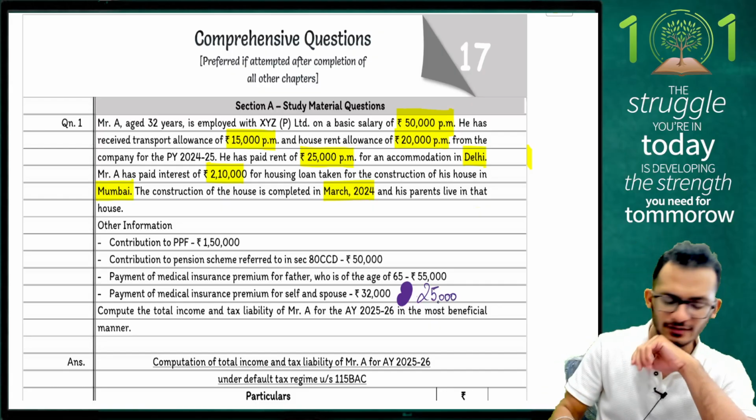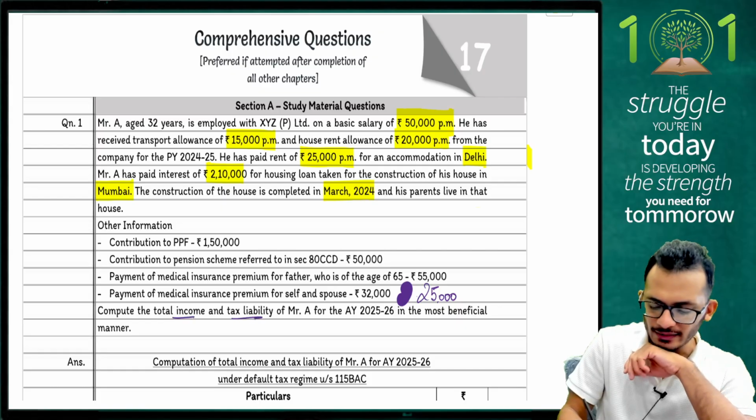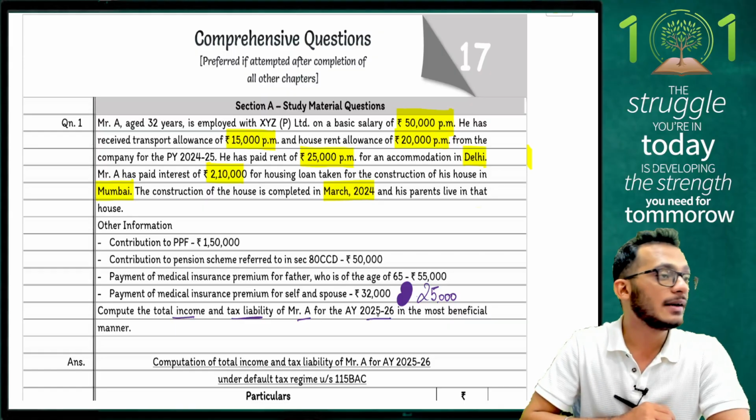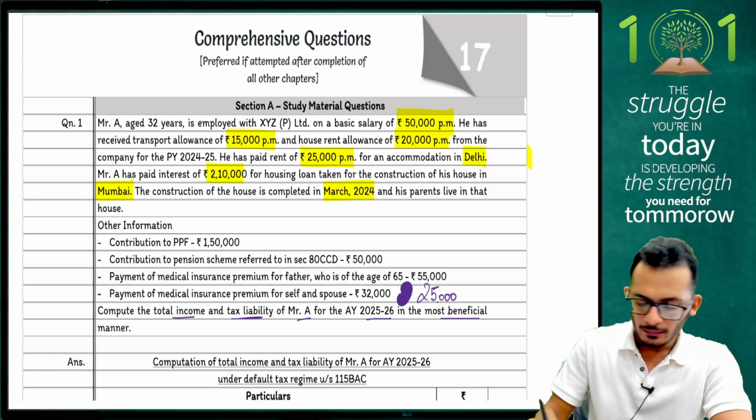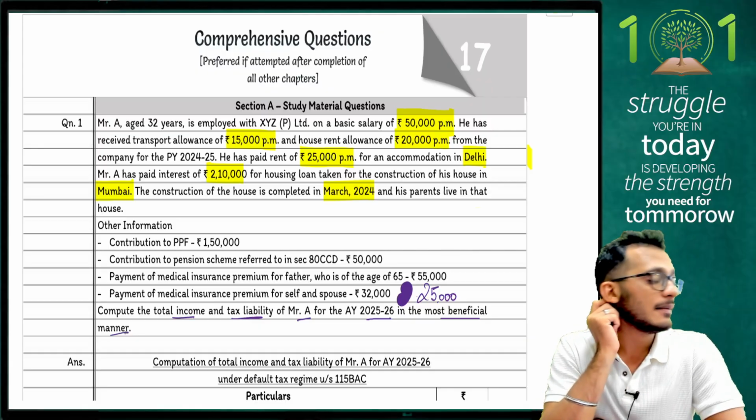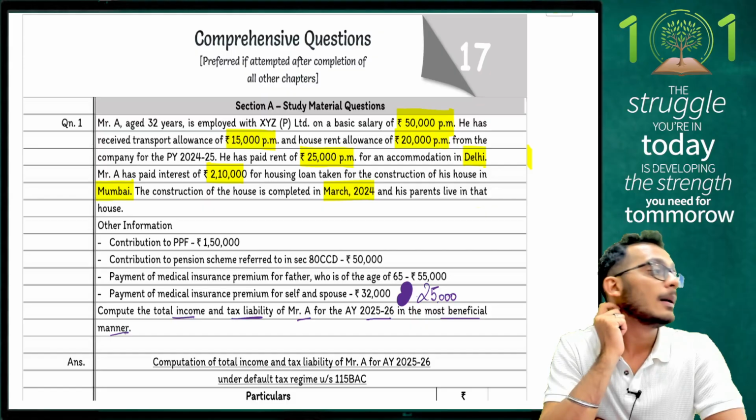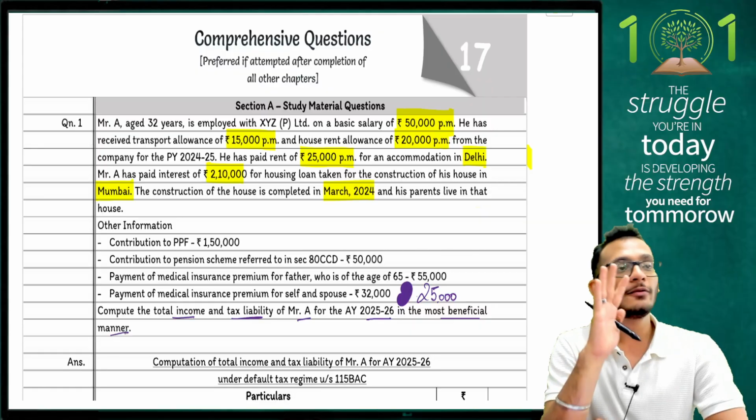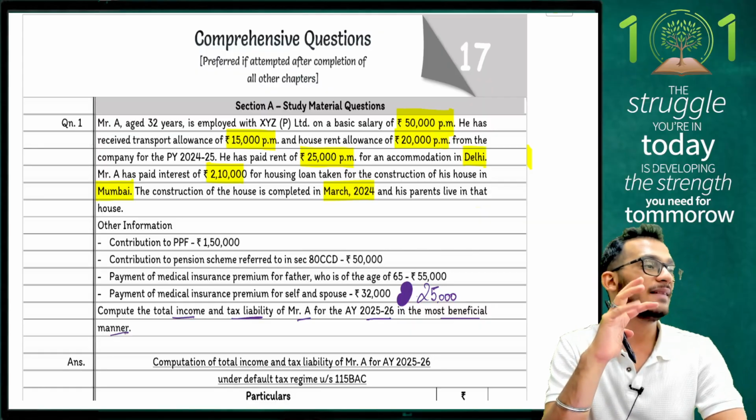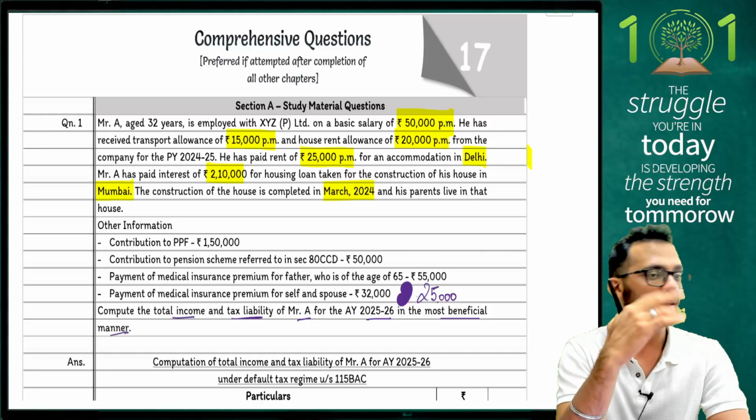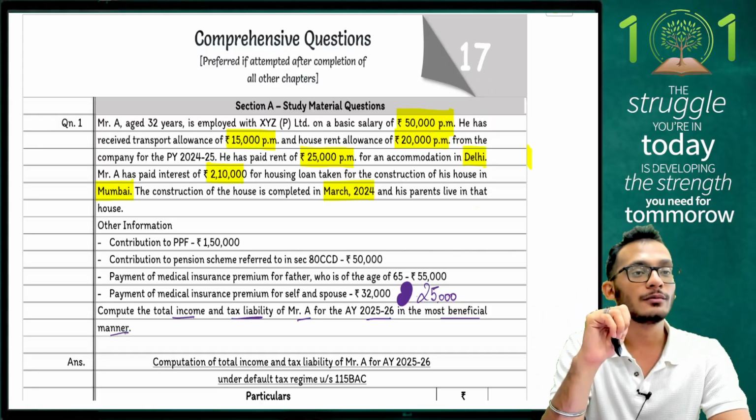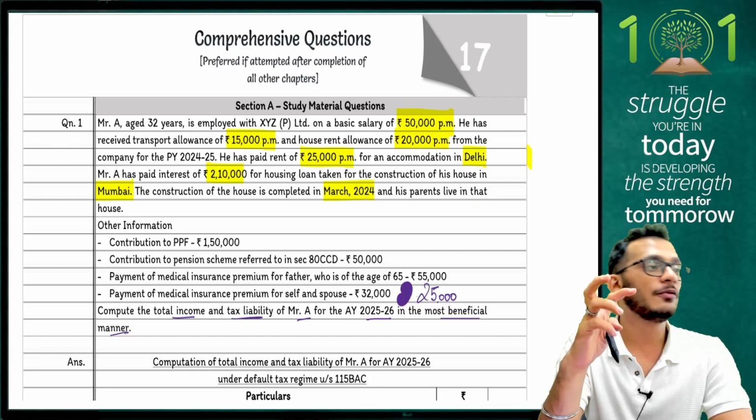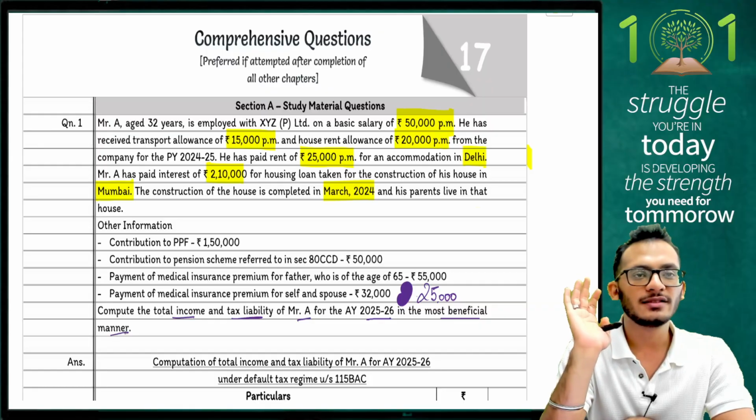No. Now the question says you are required to compute the total income and the tax liability of Mr. A for the assessment year 25-26 in the manner most beneficial. Meaning I have to do both the regimes and check whichever is lower. In an exam, will you waste time doing the new regime separately and the old regime separately? What will you do? You will first calculate the old regime fully and then make the modifications in the new regime.